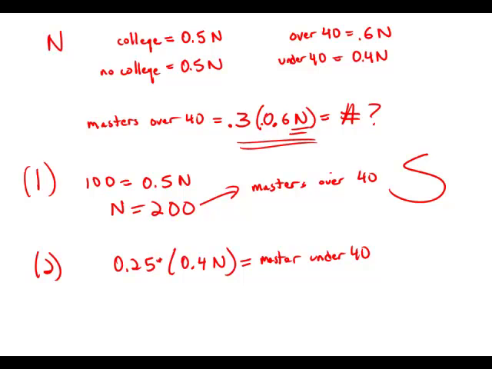Even if we added to get the total number of people with master's degrees, we're not given that information. What's the total count of people with master's degrees? And we don't, so there's no way to calculate N, and so there's no way to calculate the number of people with master's degrees over the age of 40, given this information. So this information by itself is insufficient. So statement number 1 is sufficient, statement number 2 is insufficient, answer choice A.